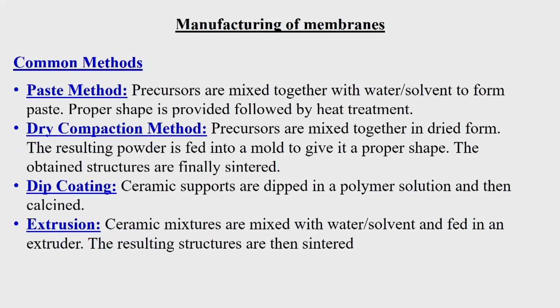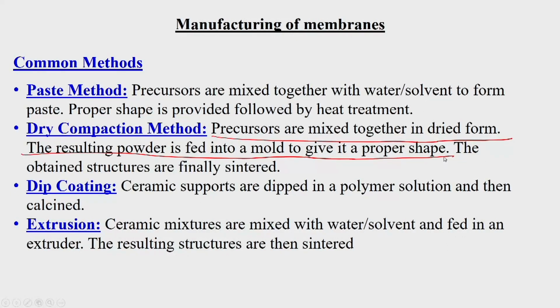The common methods are like this. There are 4 common methods: one is the paste method, another is dry compaction, the third is the dip coating method, and the fourth is extrusion. The paste method is also widely used, where precursors are mixed together with water or solvent to form a paste, and then a proper shape is provided, followed by heat treatment. In the dry compaction method, the precursors are mixed together in dried form. So there is no need to add any solvent, and the resulting powder is fed into the mold to give it a proper shape.